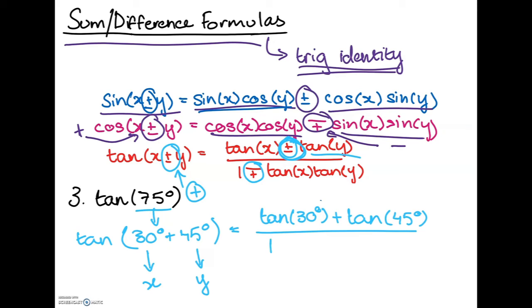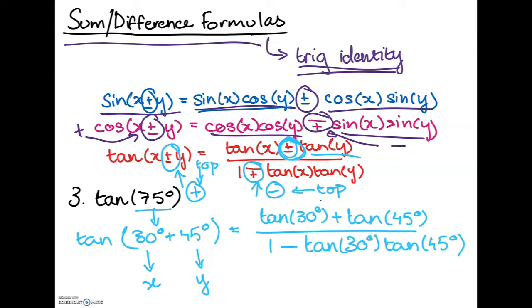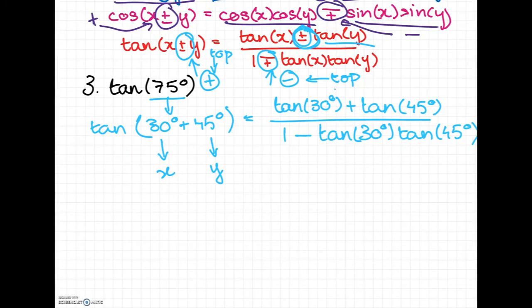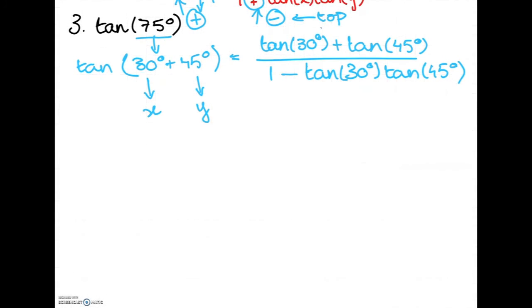And on the bottom, we're going to do 1 minus, because as you can see, the minus symbol is on the top. And what we did over here was do the 1 on the top. So we have to stay and use the symbol that's on the top. It's a bit confusing, but you'll get used to it as you do more practice. So it's going to be 1 minus tangent of x, so 30 degrees, times tangent of y, which is 45 degrees. And that's all. So now let's simplify this even further.